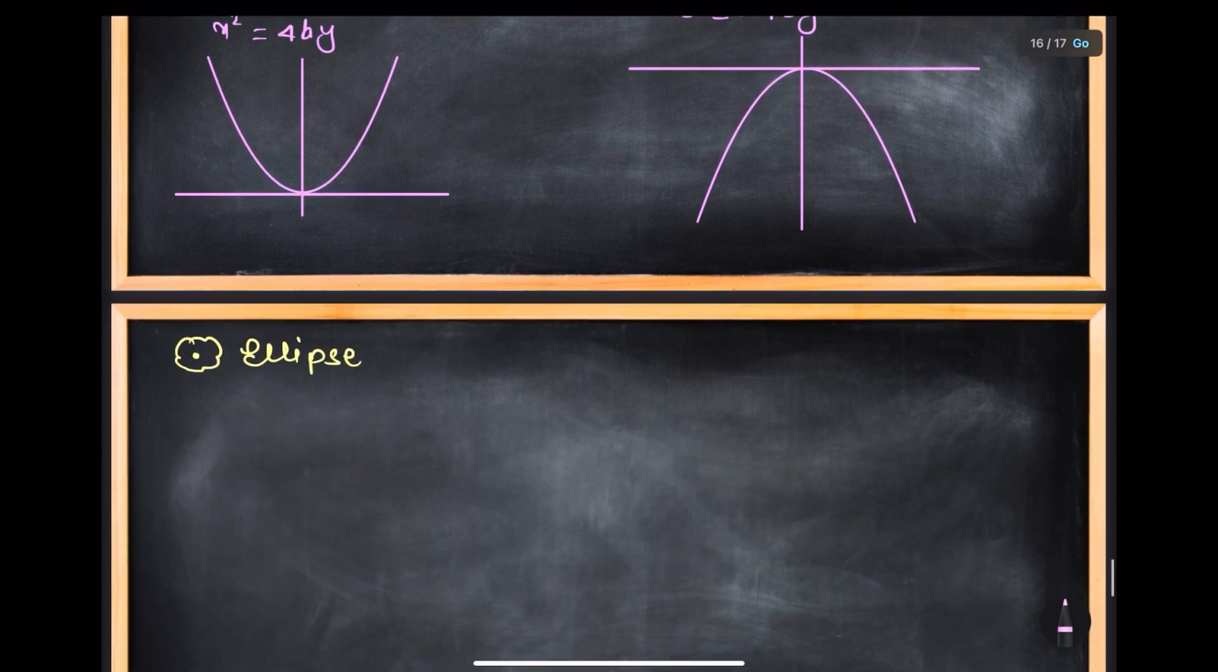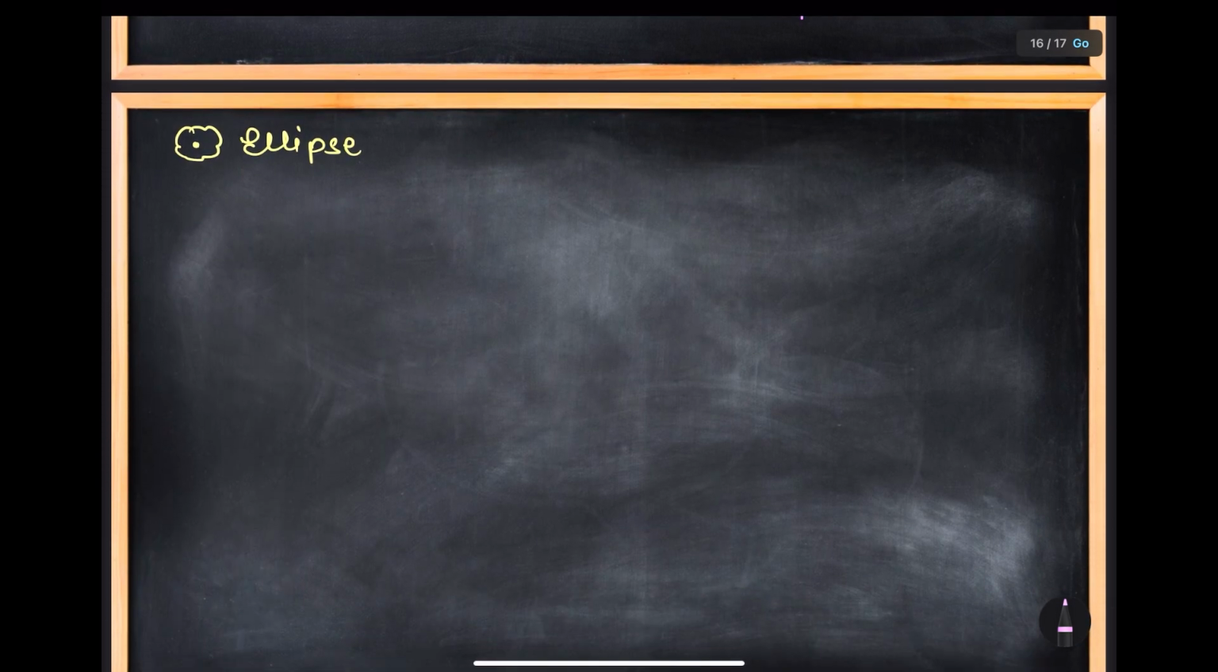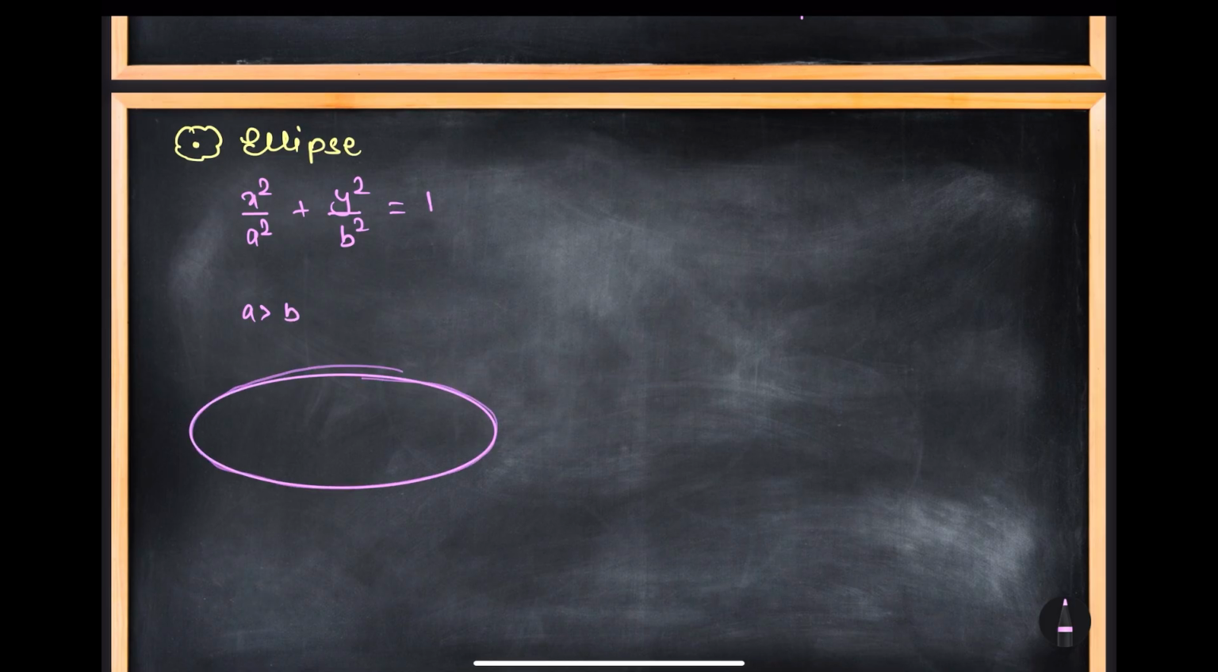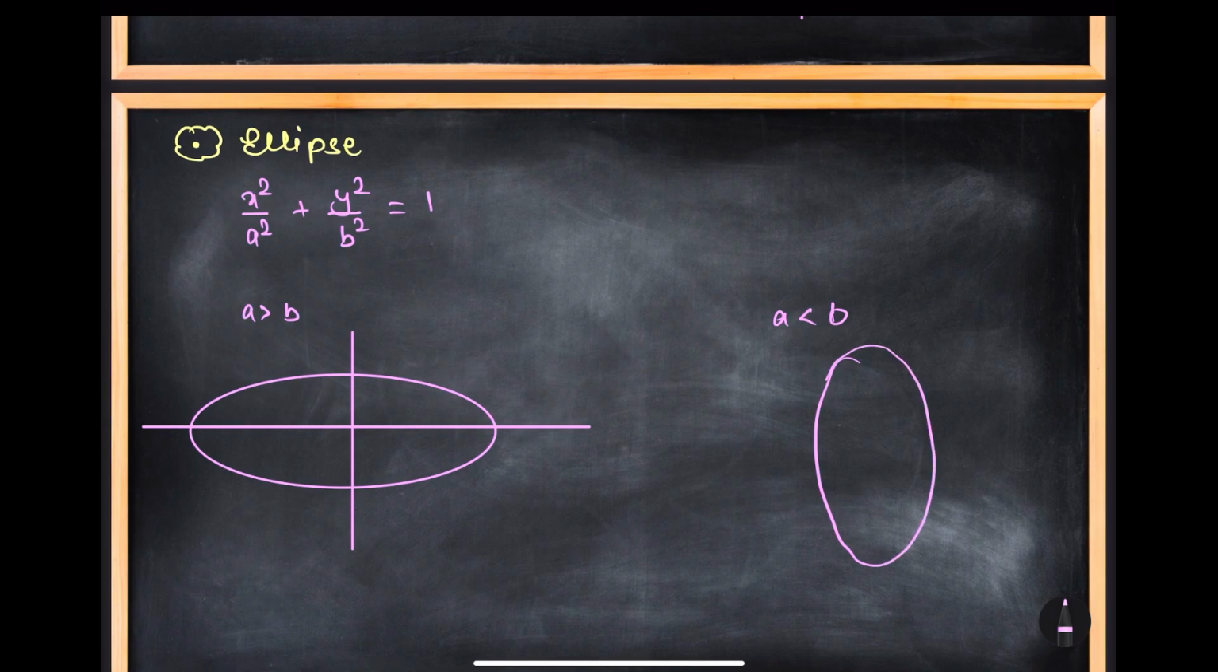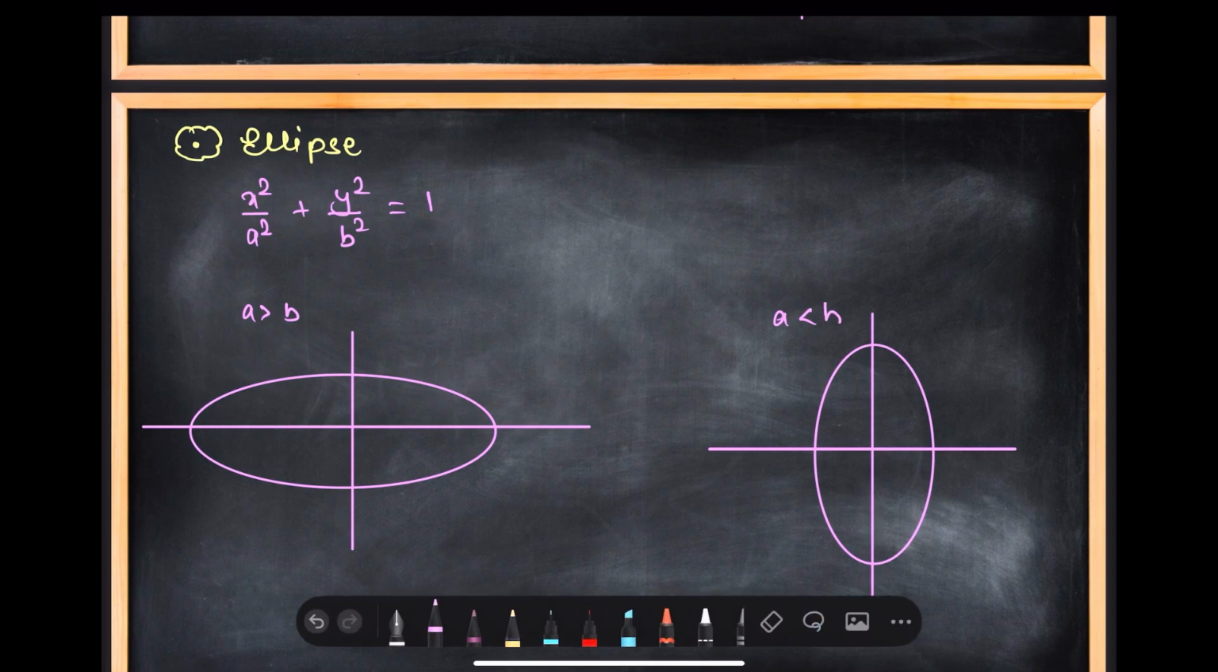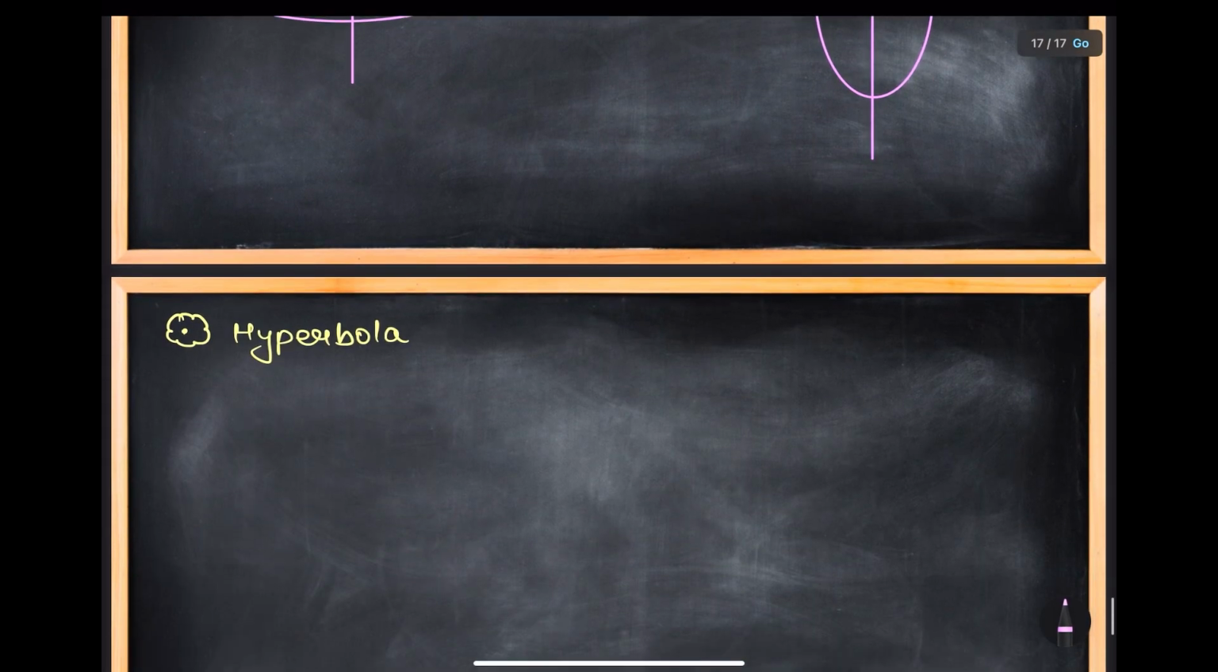Okay. Now ellipse. You know that the ellipse will be like this: x square by a square plus y square by b square equals 1. If a is bigger than b, you will have a horizontal ellipse. And if a is smaller than b, you will have a vertical ellipse. Okay. Just try to recall these things. These things are a must. Okay. Now let's move on to the next part.